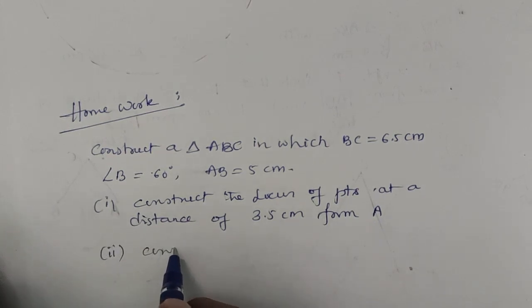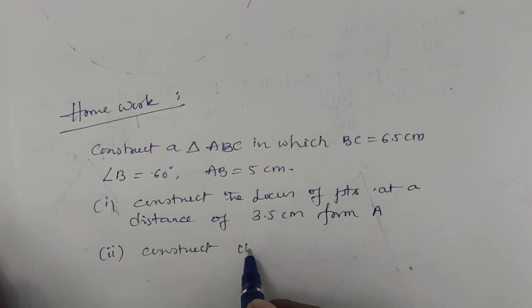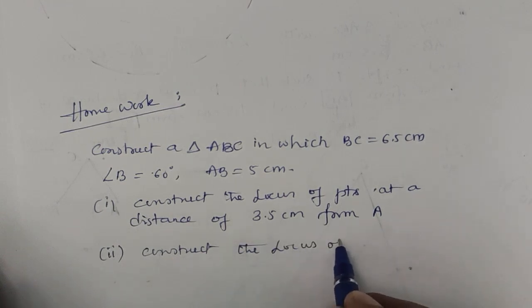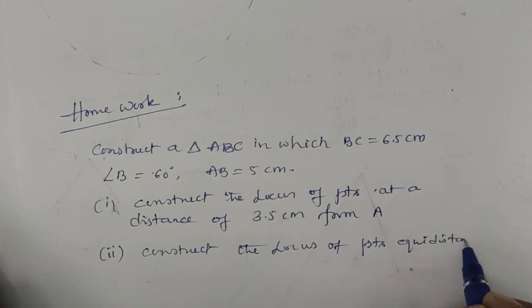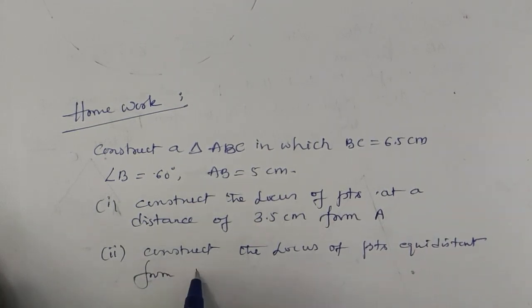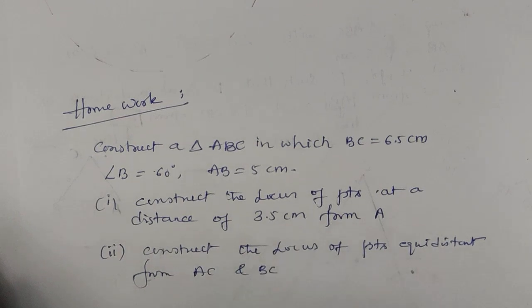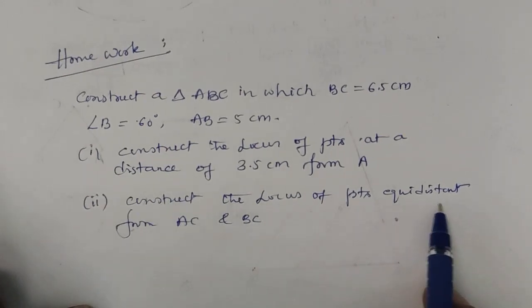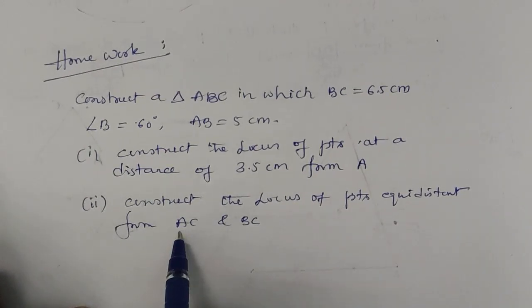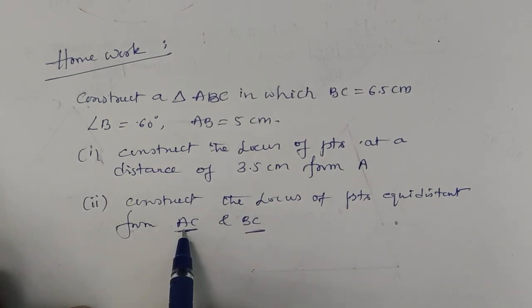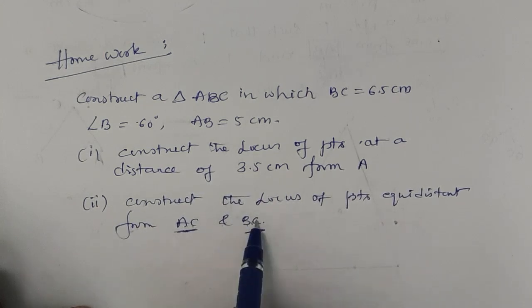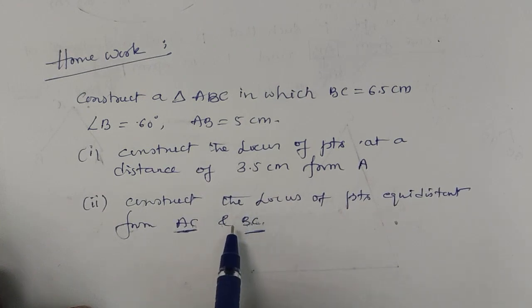Next is construct the locus of points equidistant from AC and BC. The next condition is what? Construct the locus of all points equidistant from AC and BC. This is important. AC and BC. AC is a line, BC is a line. So line and line, these are two lines. When two lines are given, what should we do? When two lines are given, angle bisector.